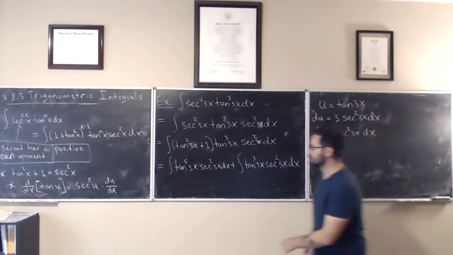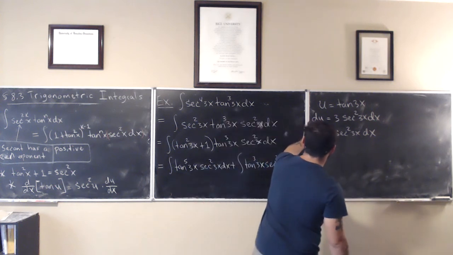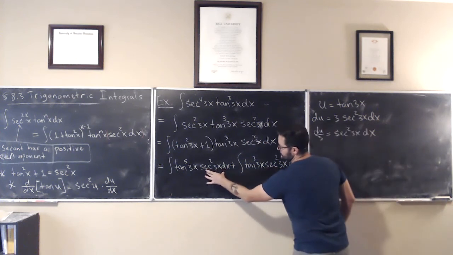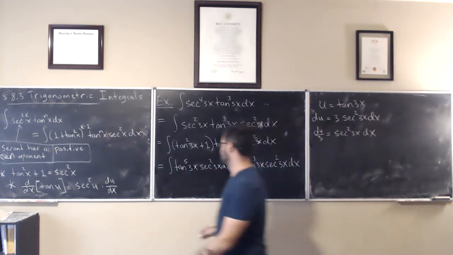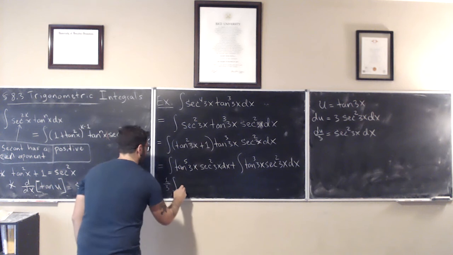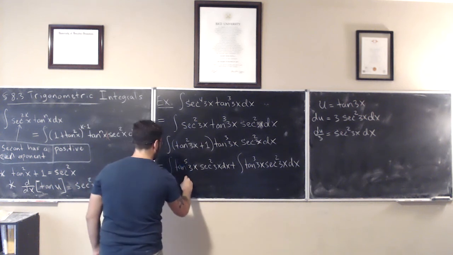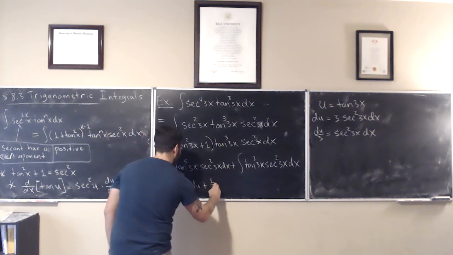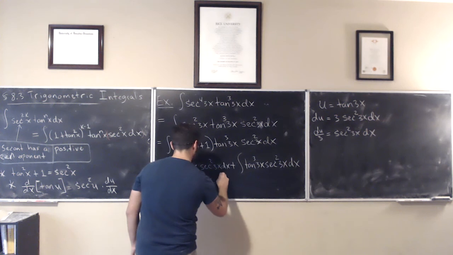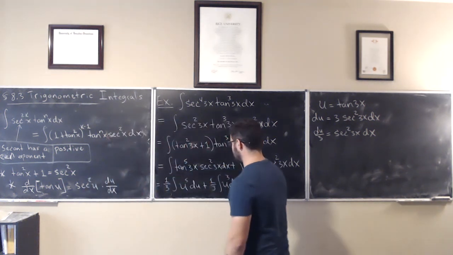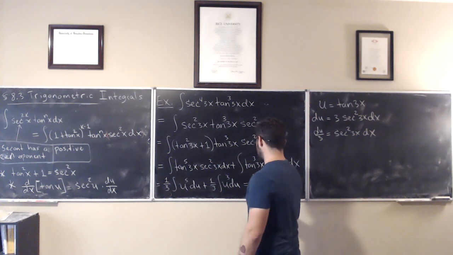Perfect. So now I need to associate with each of these. So this right here is du over 3. That's du over 3. So I can just take the third out from each of those. So 1/3 integral of u to the power of 5 du, plus 1/3 integral of u to the power of 3 du. You know, this is a simple integral. This is 1/18.